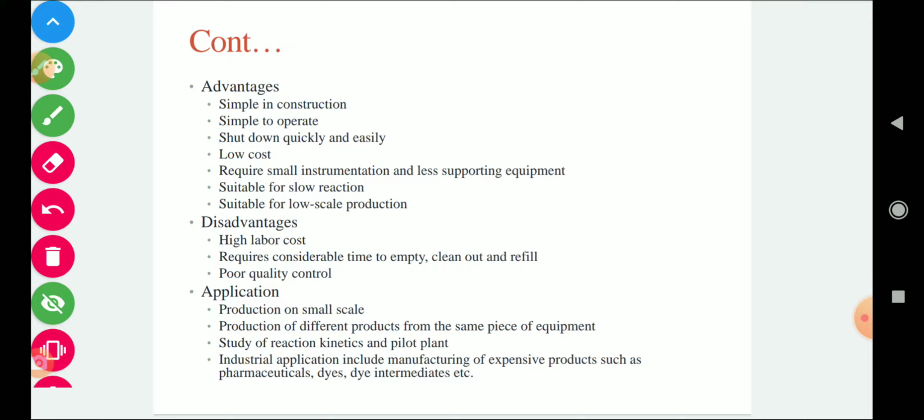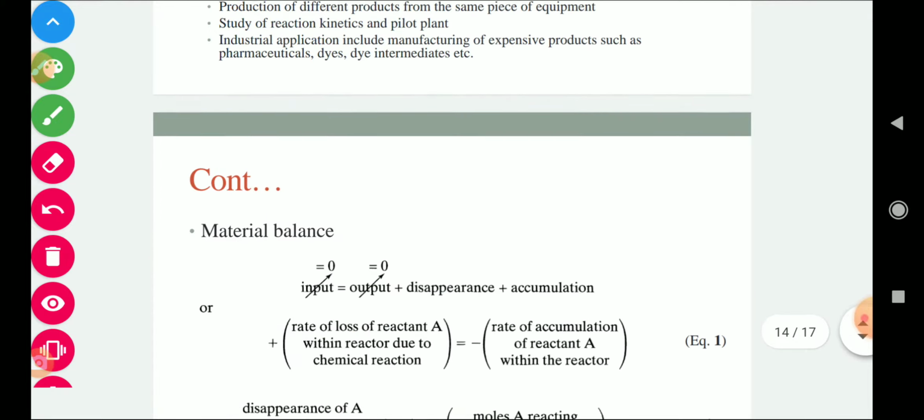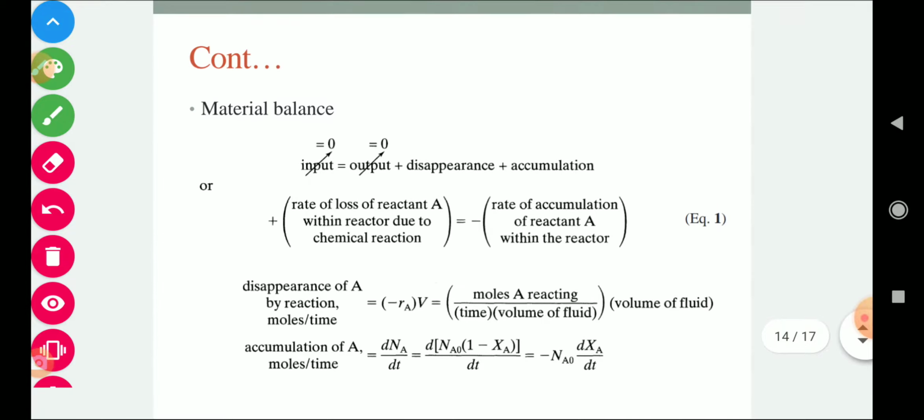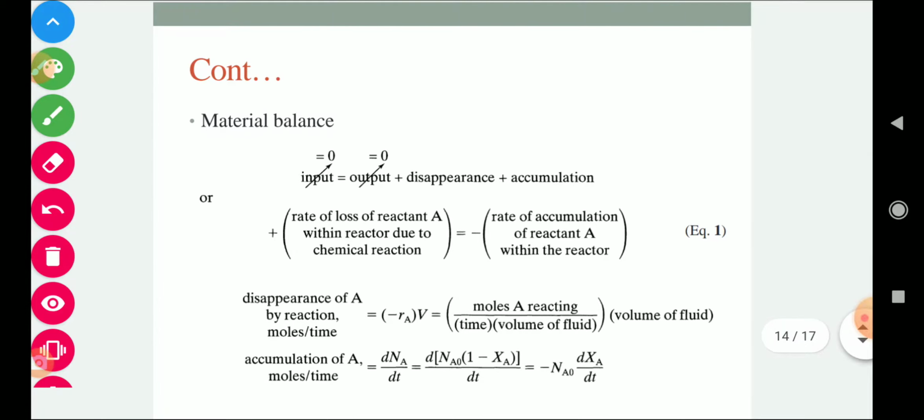Industrial applications include manufacturing of expensive products such as pharmaceuticals, dye intermediates, etc. So if we derive the material balance on a batch reactor, then as I told you earlier, for material balance, the input will be equal to output plus disappearance due to chemical reaction plus rate of accumulation.